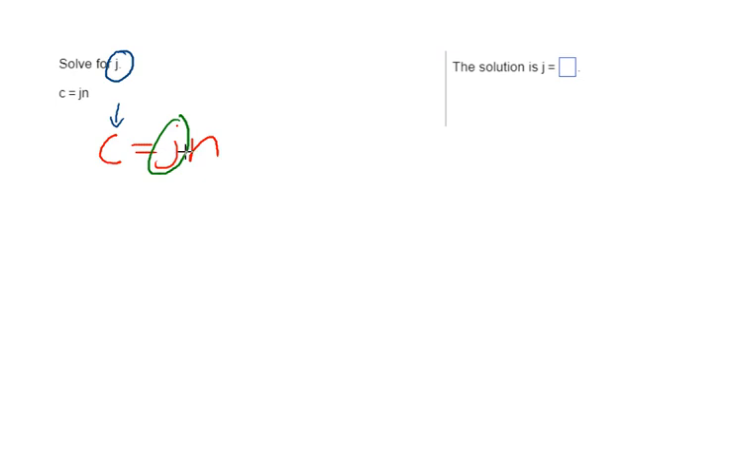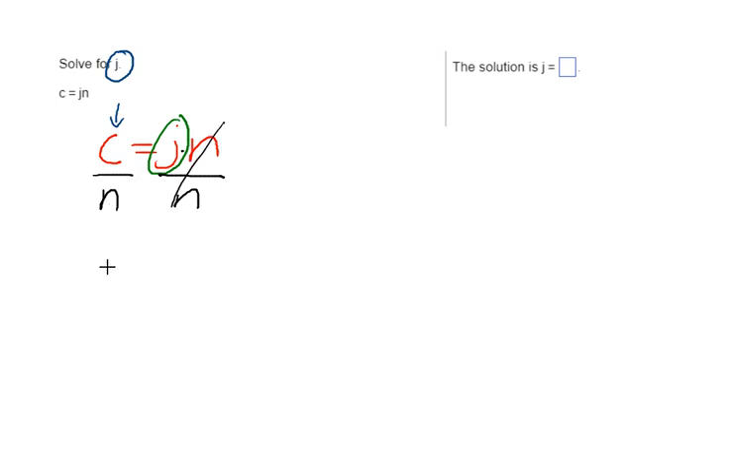So I have this variable n being multiplied to j. What would I do with a number being multiplied to the variable I'm trying to solve for? I would divide by that number. I'm going to do the same thing with this variable. So to get rid of this n, I'm going to divide by it on both sides of the equation to cancel it out. And so the n's are going to cancel out.